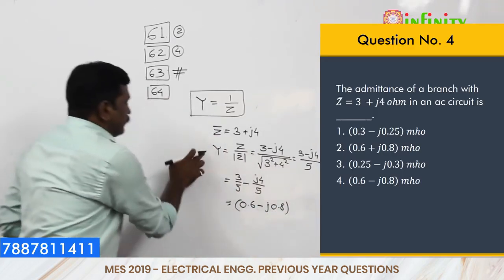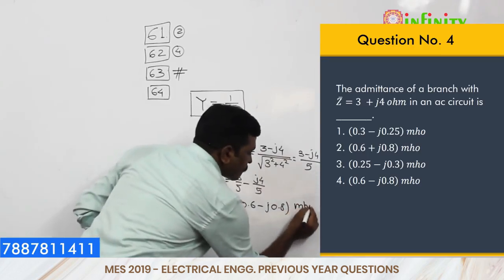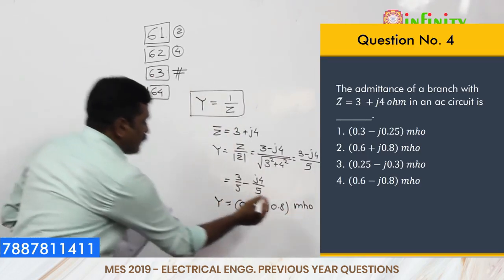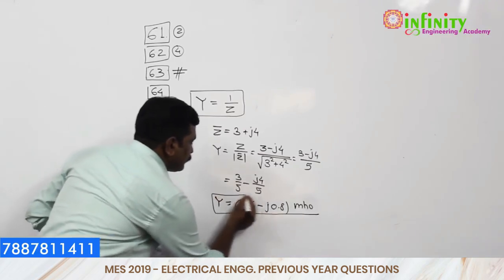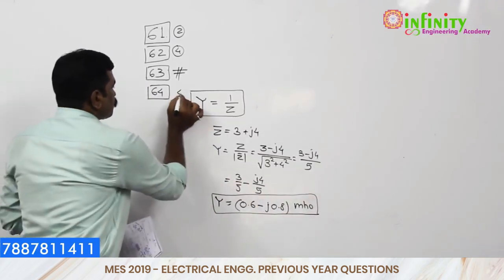And the unit of this particular admittance is nothing but the mho. So this is a specific key for that question number 64. It is given as a 4.